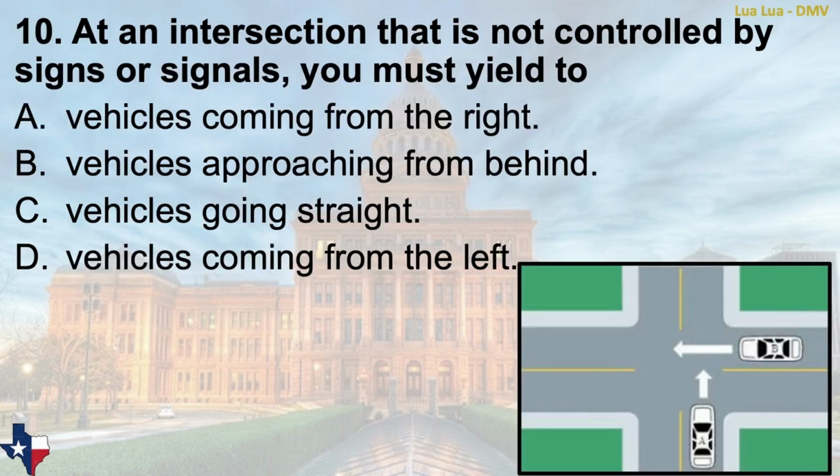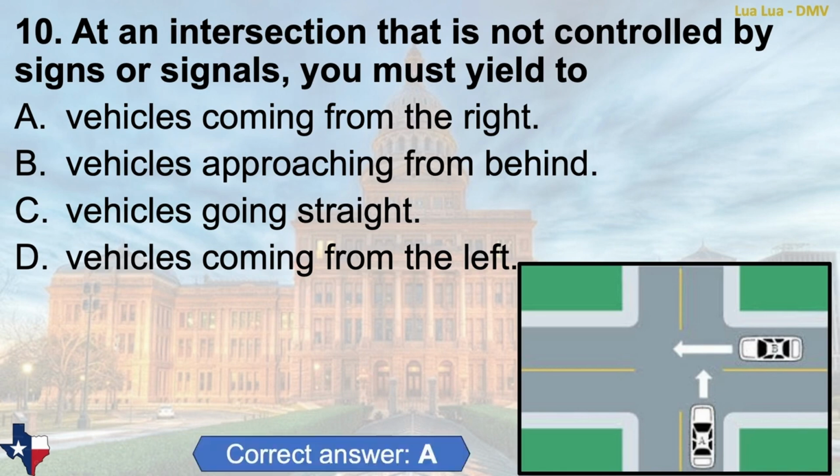Question 10. At an intersection that is not controlled by signs or signals, you must yield to A. Vehicles coming from the right. B. Vehicles approaching from behind. C. Vehicles going straight. D. Vehicles coming from the left. The correct answer is A. Vehicles coming from the right.